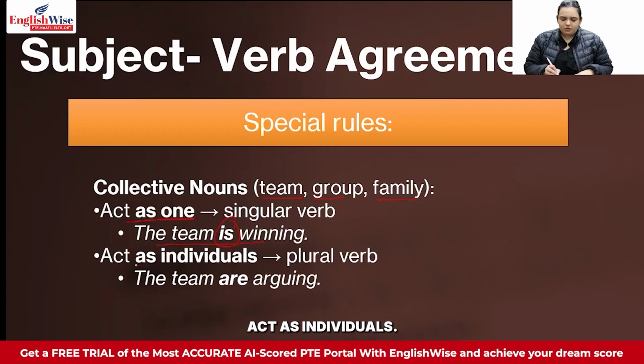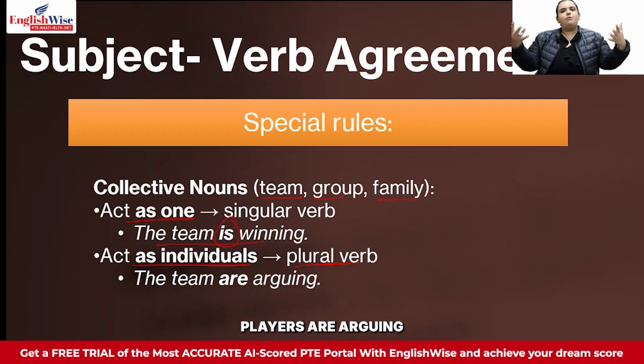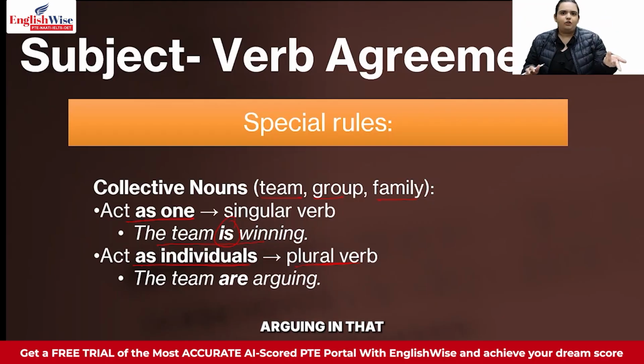Sometimes they act as individuals, and then they take a plural verb. Okay, like the team are arguing. Now over here they are talking about more than one team, or they are talking about one team which has too many players and the players are arguing among themselves. So you will say the team are arguing in that case.